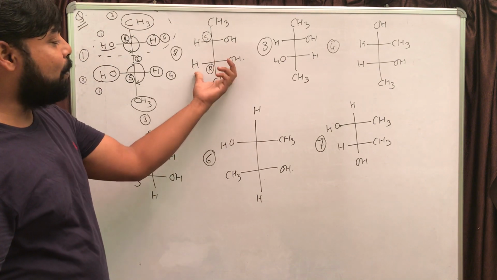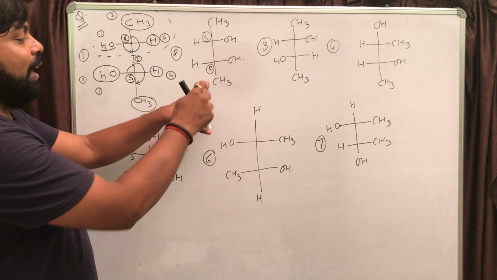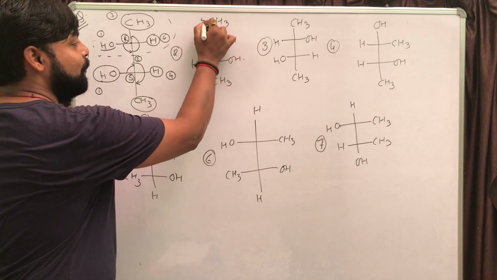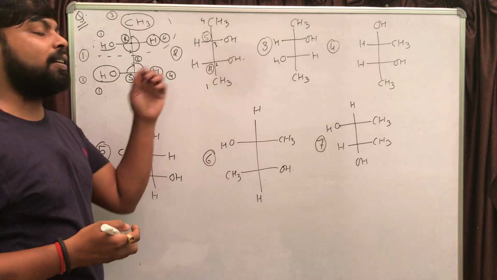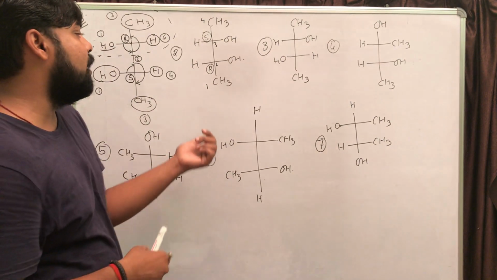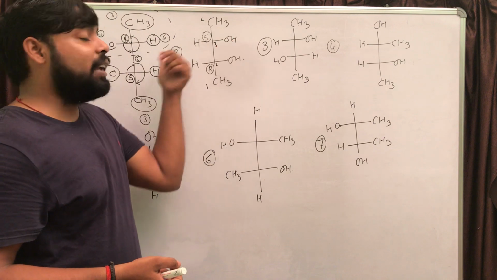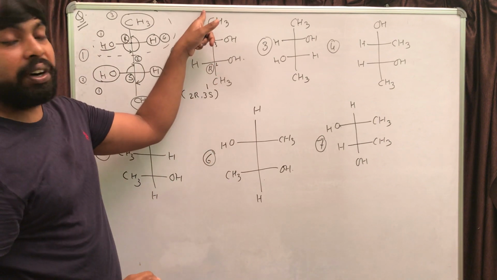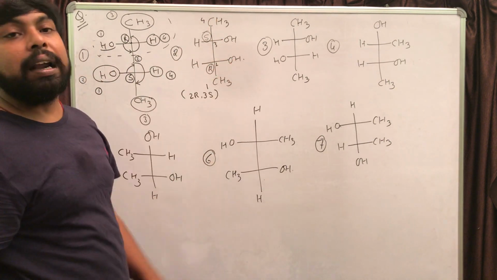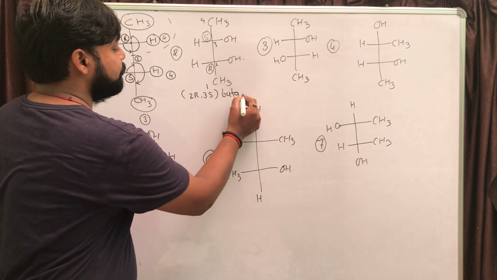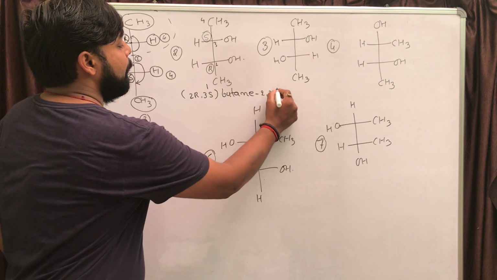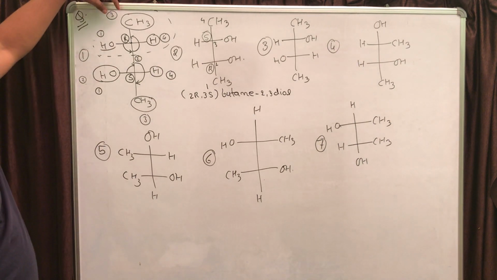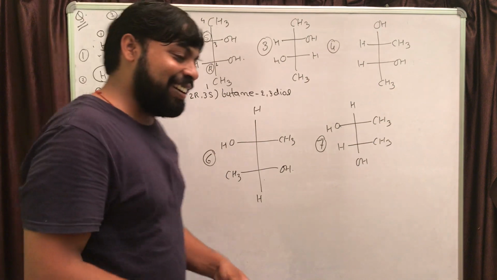If I am numbering this compound from the bottom side, what will be the name? I am doing the numbering from the bottom side: 1, 2, 3, 4. At the second carbon, the configuration is R, and at the third carbon, the configuration is S. What can I write as the name? I will write the name 2R, 3S. Then the root word is butane, 2,3-diol. It is 2,3-diol, right?